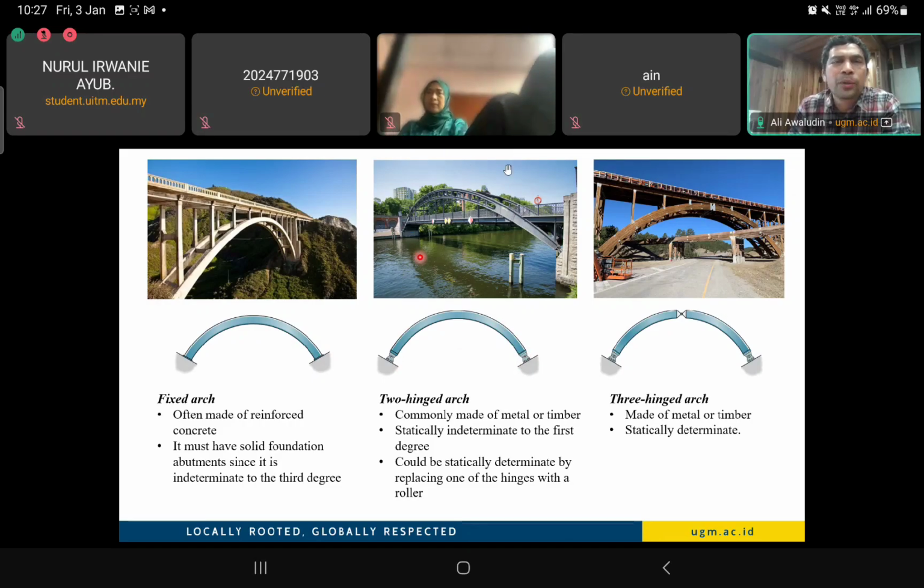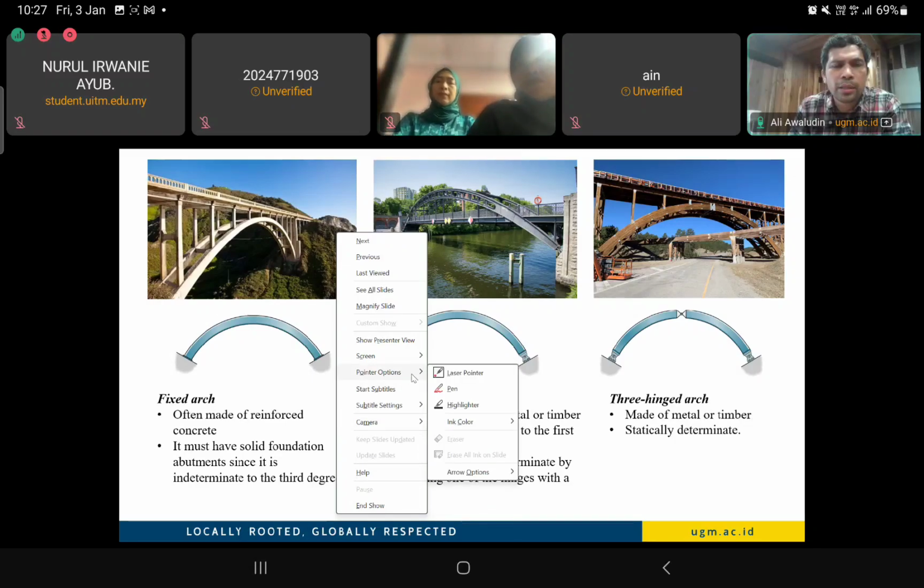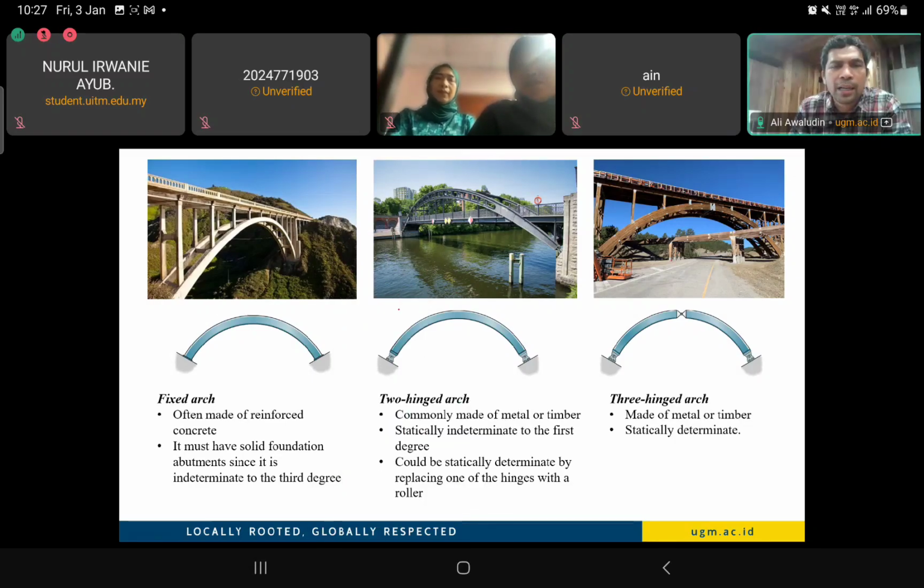Can I use the pointer? Maybe I will change the pointer into a line. Okay, can you see the red line that I mentioned?